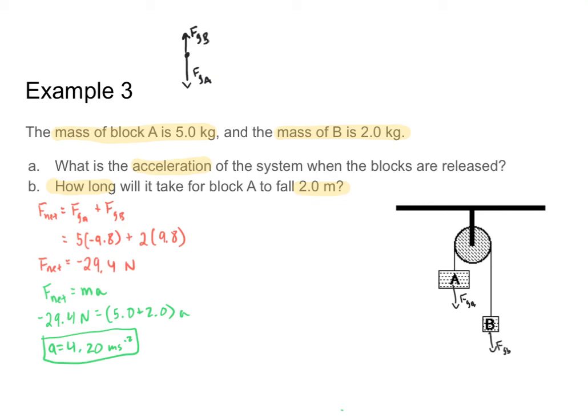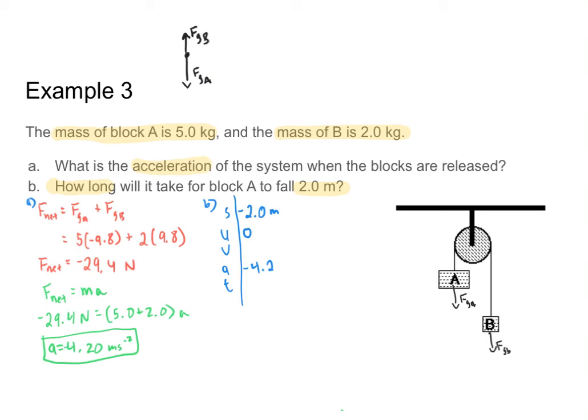Now let's look at part B. So for part B, I have to figure out how long it will take for block A to fall 2 meters. So that is where we need to have our SUVAT table. I know that block A is falling 2 meters, so its displacement is going to be negative 2. We're going to assume that its initial velocity is 0, and its acceleration is negative 4.2 meters per second squared. And you can see I dropped that negative sign here.